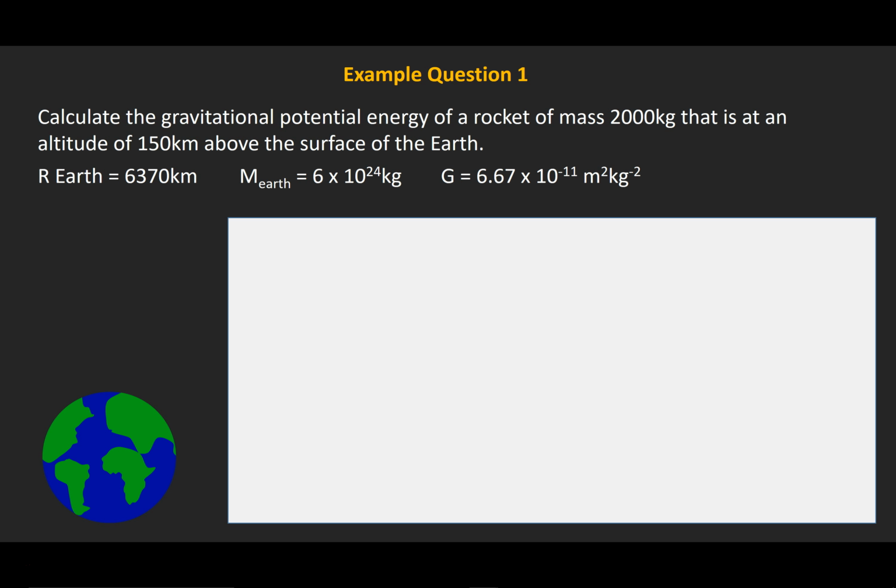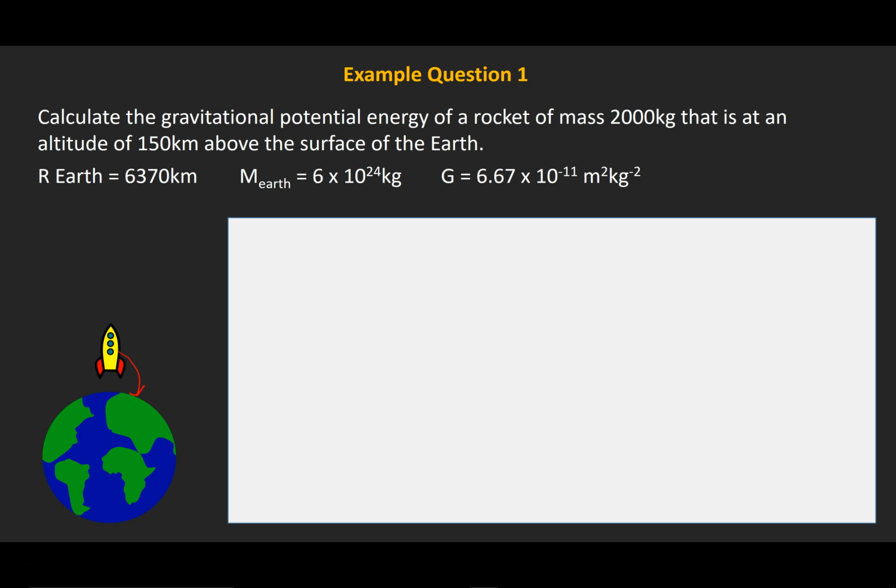So let's have a quick example calculation for that then. I have a rocket of mass 2,000 kilograms at an altitude of 150 kilometers above the surface of the Earth. And I need to work out what the gravitational potential energy of that rocket is, or how much kinetic energy would it gain in falling from that point back down to the Earth.